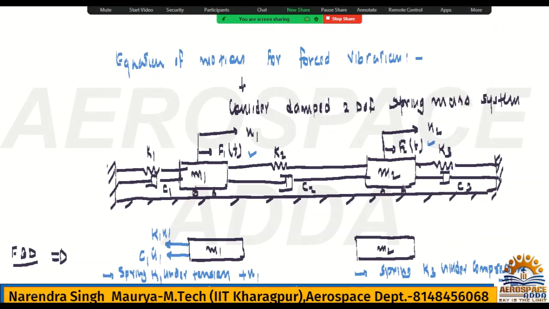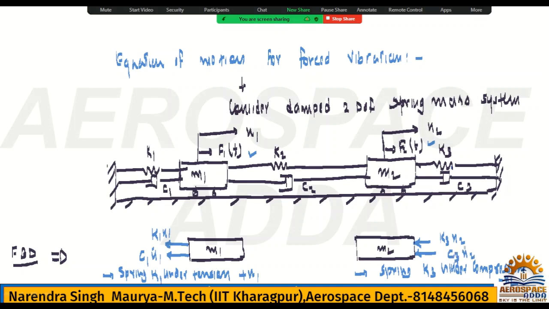Okay, now for this spring we will draw the free body diagram. This restoring force, because it is going to compress, so this spring will try to resist the compression motion. So this will be K3 into x2. This is the restoring force, and obviously damping force will be C3 into x2 dot.